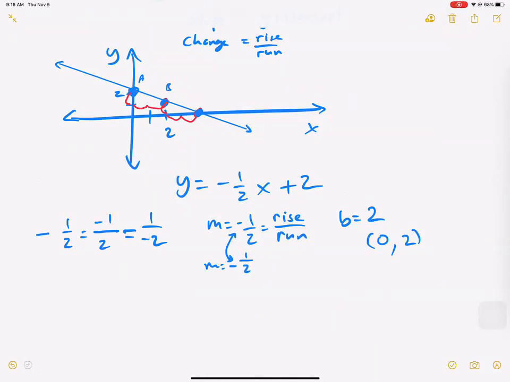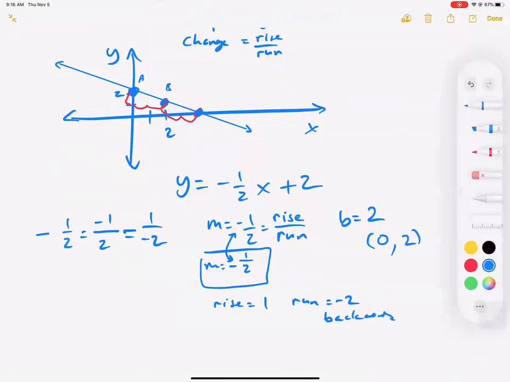So I'm going to actually graph this slope here. My rise is 1, but my run is negative 2. So it means we're going to go backwards. From my original point, my y-intercept is 2, I can go up 1 on the rise and go back 2, and that would still give me a point on the line.